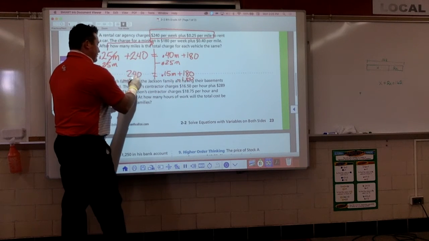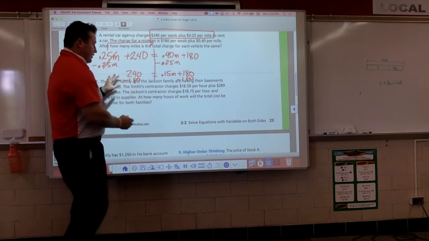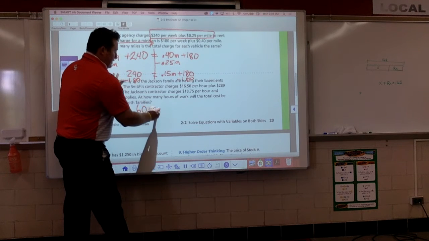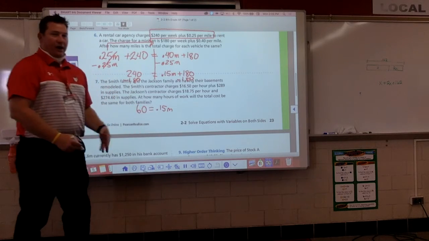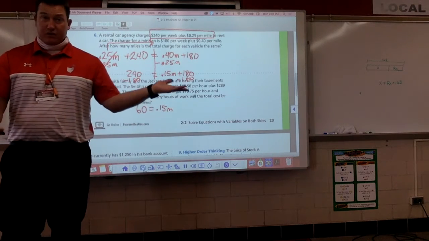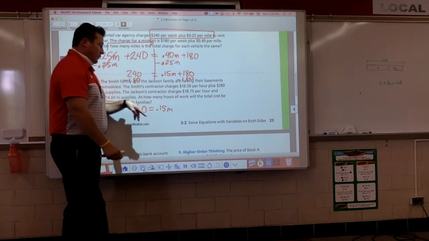Run into the same problem Mr. Noel had. I ain't got no more room. This should turn into 60 equals 0.15m. Right? Are we done here? It says m equals, right? Yeah, we've got to be solved for m.